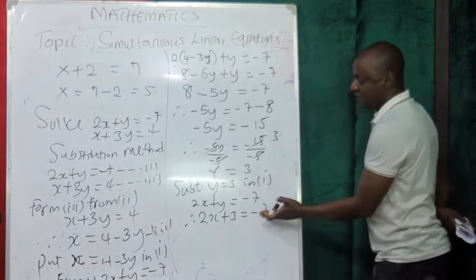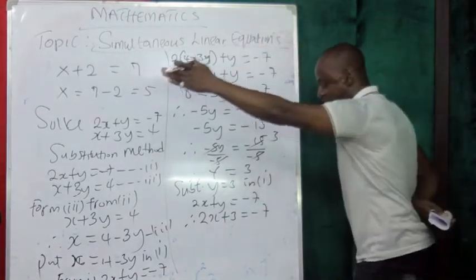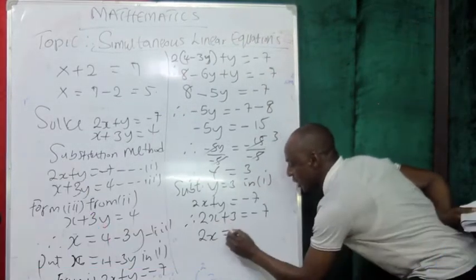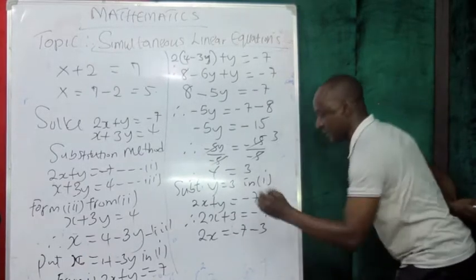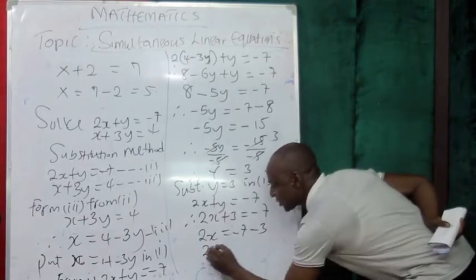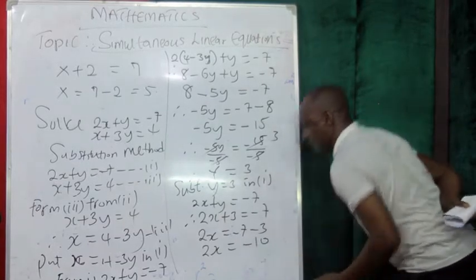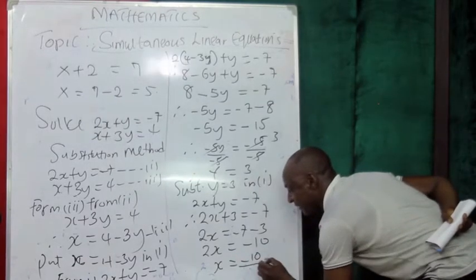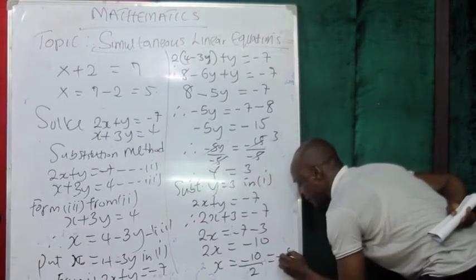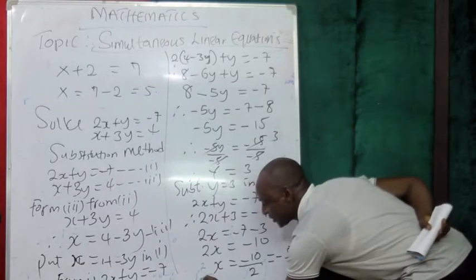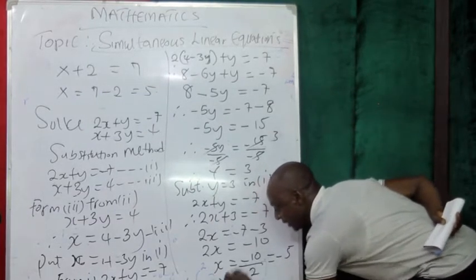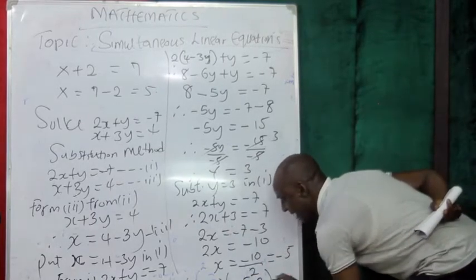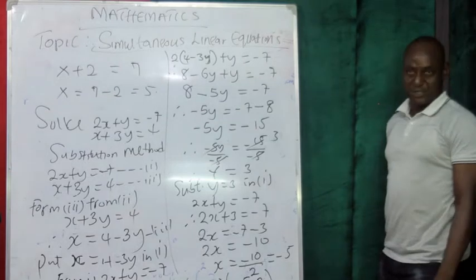And you are taking 3 now to the other side, the sign will change to negative. So you have 2x equals negative 7 minus 3. And 2x is equal to negative 10. And my x now will be equal to negative 10 divided by 2, which will give me negative 5. And the values of x and y now are negative 5 and 3. And that ends the substitution method.